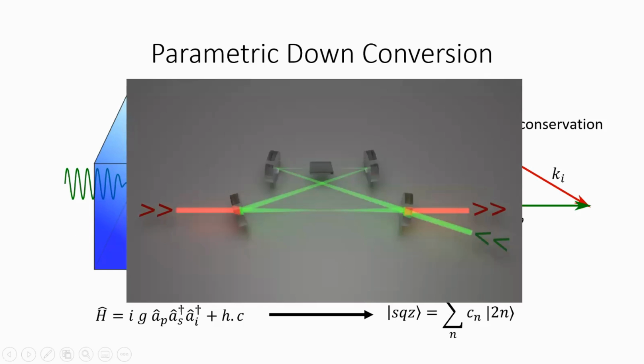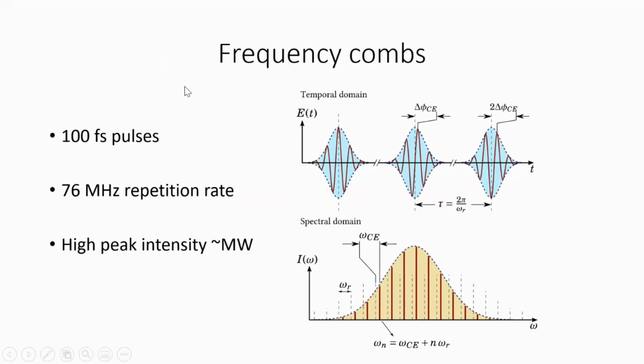So usually we put that into a cavity, and that's what we call an optical parametric oscillator. The cavity here just enhances the nonlinear effect, and so it allows you to produce squeezed states with even more reduced variance of one of the quadratures. All right, so now I'll come to our experiment.